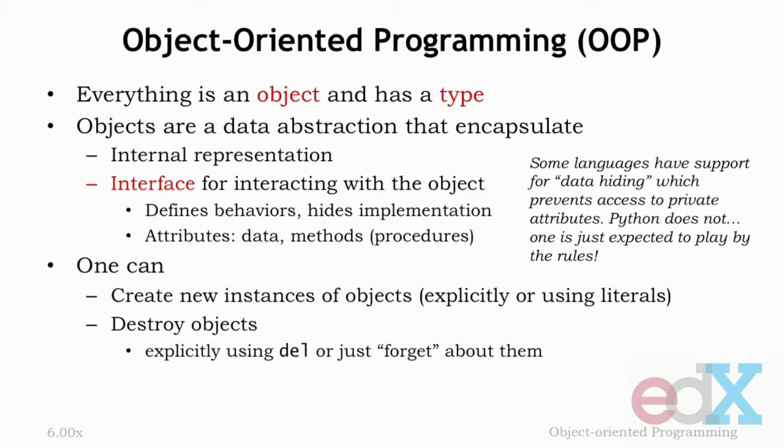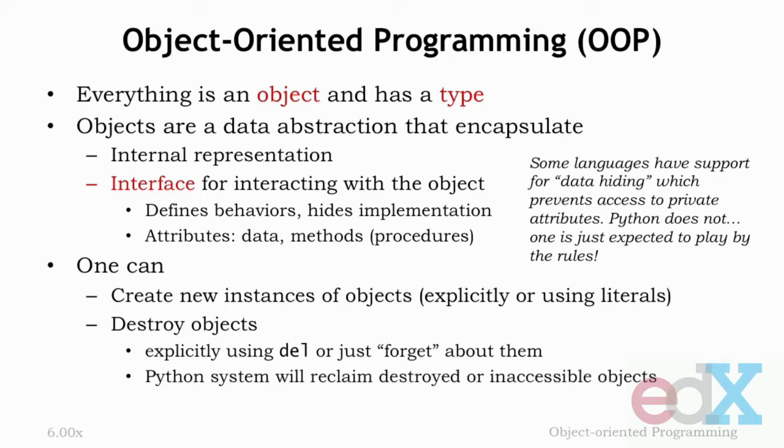So if we say A equals some list, and then later on we say A equals some other list, that first list has sort of disappeared. In other words, it used to be the value of A, and that's how we got to it. But now that the value of A has changed, we can no longer get to that old list. So the Python system will actually reclaim destroyed or inaccessible objects. It will take that first list and return it back to its storage pool, since no one can actually access it anymore. And that process, quite appropriately, is called garbage collection.